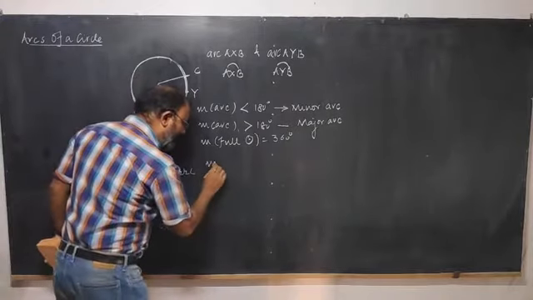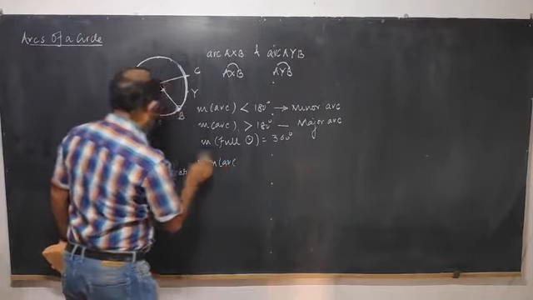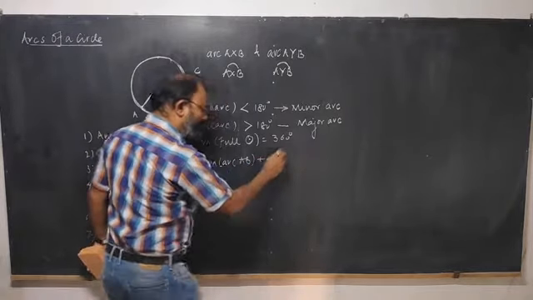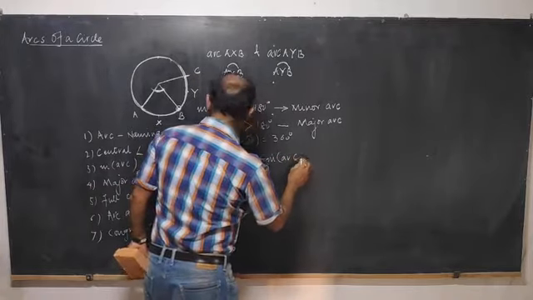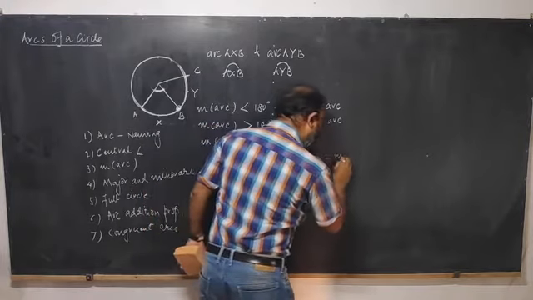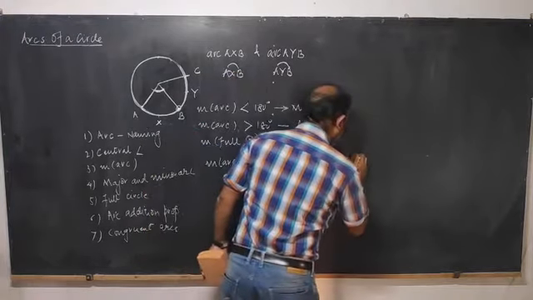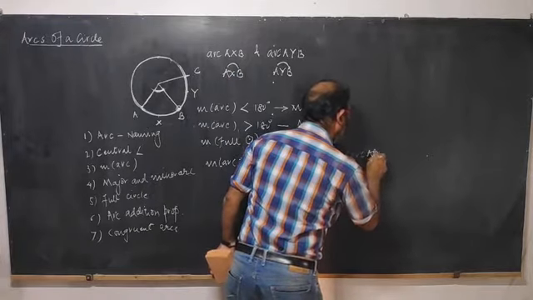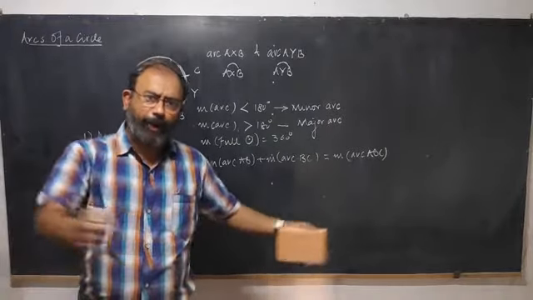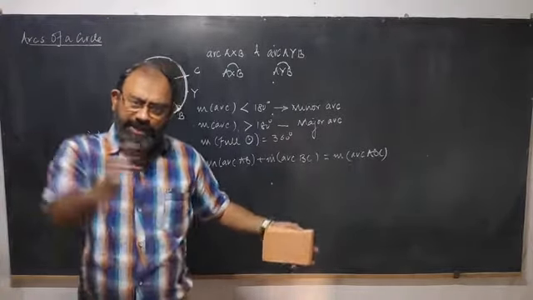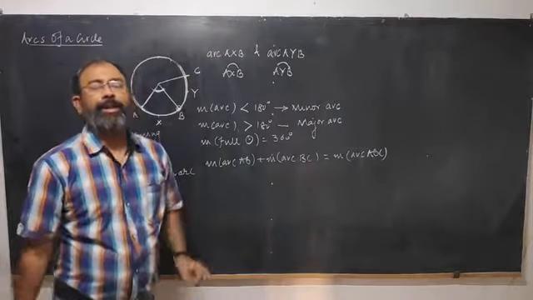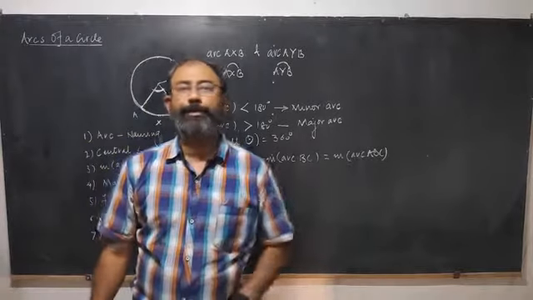So, these two arcs can be added and you will get the full arc. That means measure of arc AB plus measure of arc BC is equal to measure of arc ABC. Just like addition of segments, if the points are collinear, then AB plus BC is equal to AC. Similarly, AB plus BC is equal to ABC, provided they have one common endpoint.